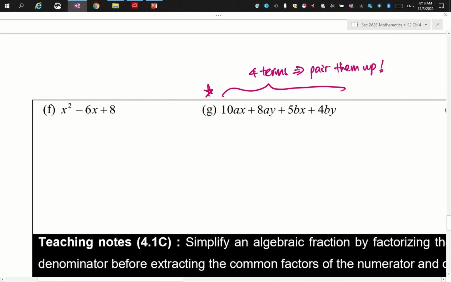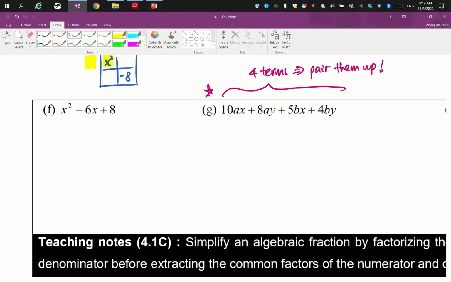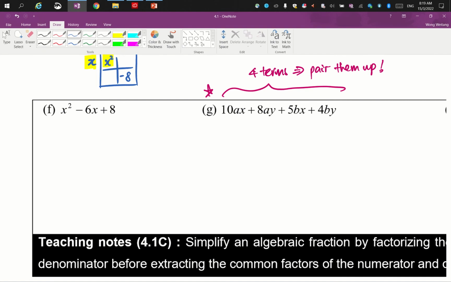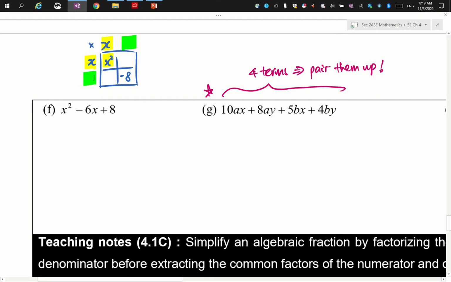Now the next case, where we have 3 terms with a square in one of them, we can use our multiplication frame. So we want to end up with x squared, we want to end up with a negative 8. So which two factors multiply together to give us x squared? So our options will be just x and x. Now we need to consider which two numbers multiplied together gives us negative 8. So we tend to ignore the sign first. We think about the factors of 8, which could be 1 and 8 or 2 and 4.